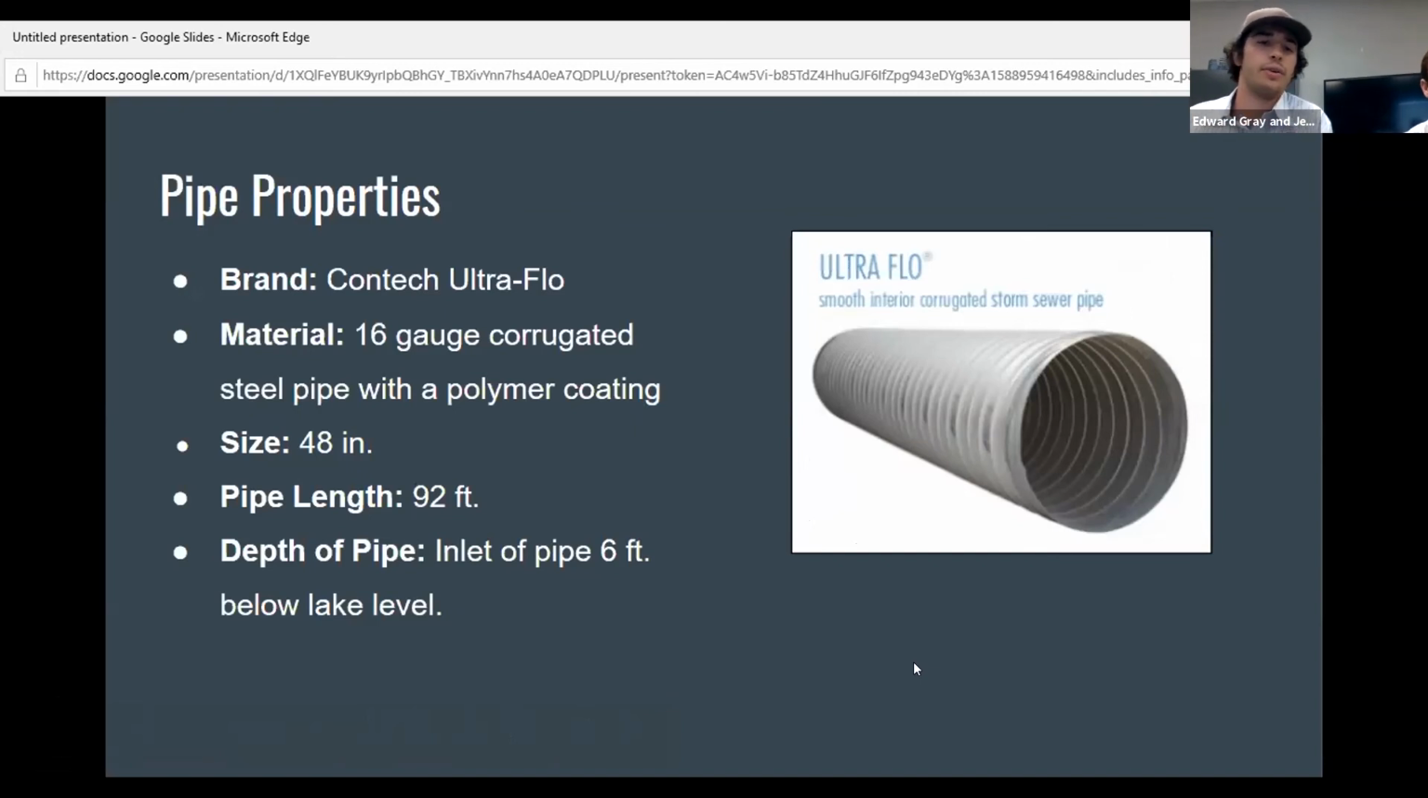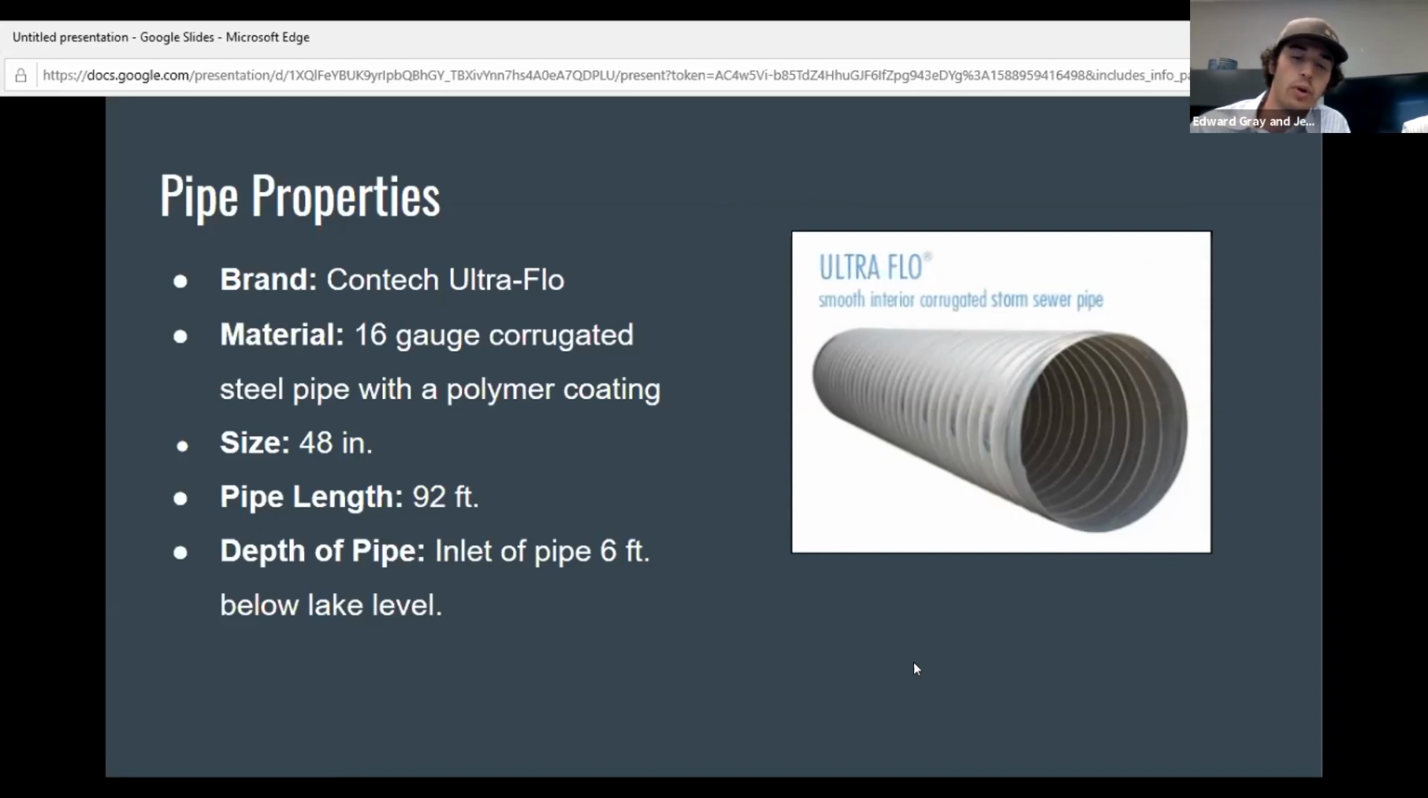This image here shows the pipes that we are using. They are Contech Ultra Flo 16 gauge corrugated steel pipe. We're going to have a polymer coating on the pipe. They are 48-inch diameter. The entire length of the pipe is 92 feet. So as you can imagine, that's pretty long.